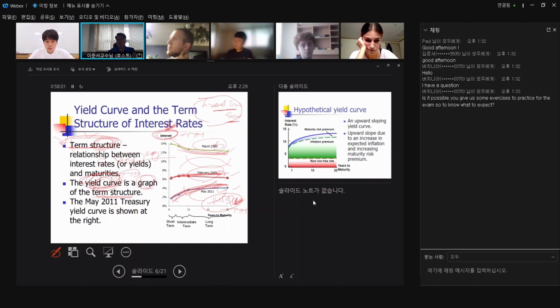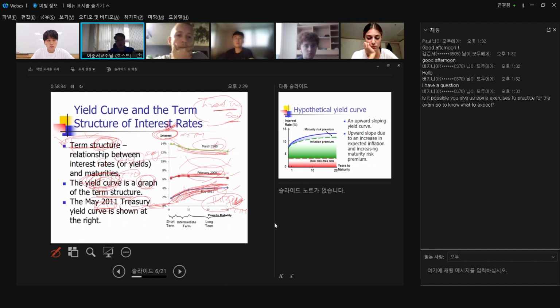So maturity risk premium can be defined as the probability of the change of the price when interest rate changes. The longer the period, the higher the possibility of the change of interest rate, right? So the blue one is the most popular shape of yield curve. Okay, so the May 2011 Treasury yield issue. The reason why I wrote down this one is that this is the most popular one, right?